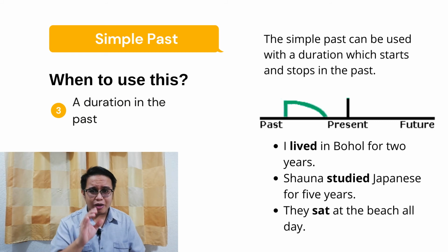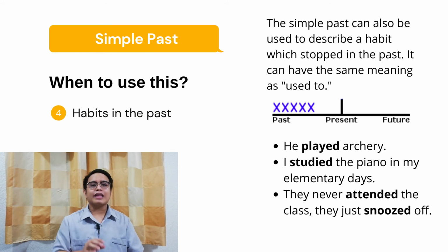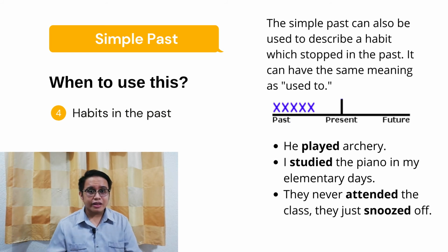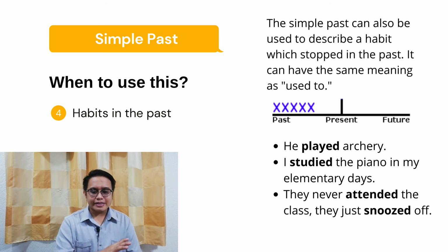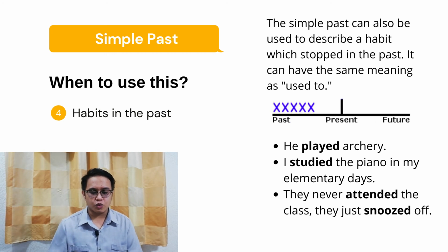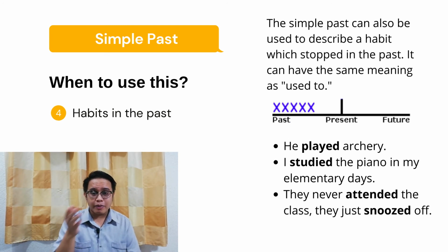And again, I will ask you to please memorize or at least familiarize the list of irregular verbs and their past participles. Next, kinsa pa may makagamit sa simple past when we talk about habits in the past. Ato na siya pirming ginabuhat, but then in the past na siya. Okay? It has the same meaning as the words used to. Mao nang daghan kay habit man siya pirmi yung buhaton.